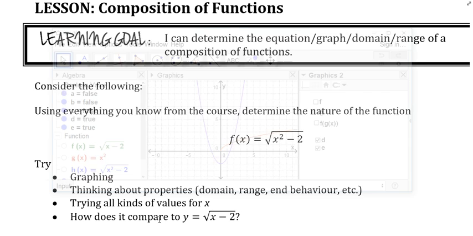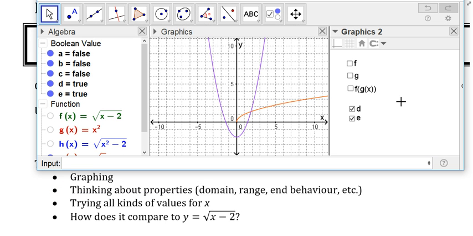All right, so here is my little two different ways that you can think about it. This is the graph of x squared minus 2. And this is the graph of the square root of x. So the square root of x squared minus 2 is some combination of those two.